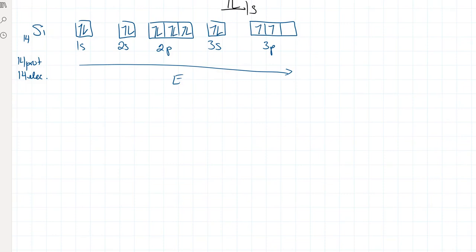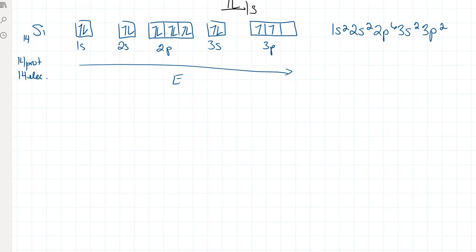Now I can write out my electron configuration according to what we've drawn in. I have 1s2, 2s2, 2p6, 3s2, 3p2 as an electron configuration.